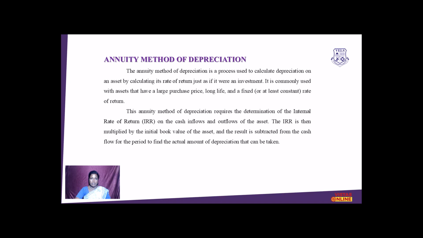The annuity method of depreciation is a process used to calculate depreciation on an asset by calculating its rate of return, just as if it is an investment. It is commonly used with assets that have a large purchase price, long life and a fixed (or at least constant) rate of return. This method requires the determination of the internal rate of return and the cash inflow and outflow of the asset. The IRR is then multiplied by the initial book value of the asset, and the result is subtracted from the cash flow for the period to find the actual amount of depreciation that can be taken.